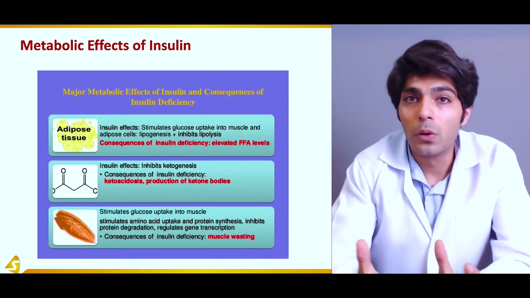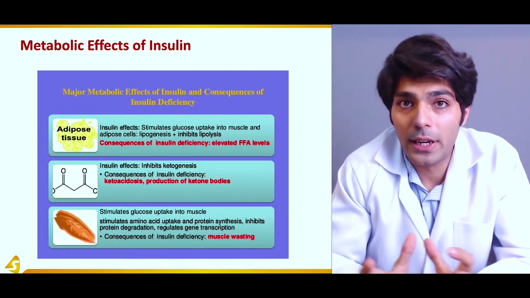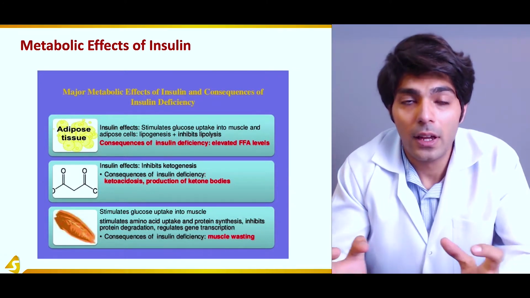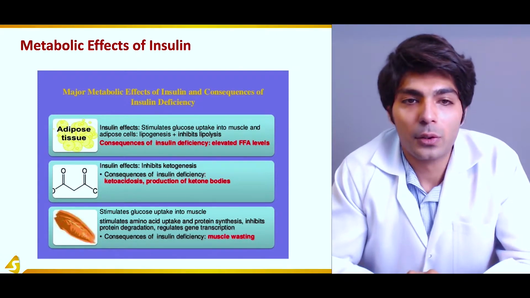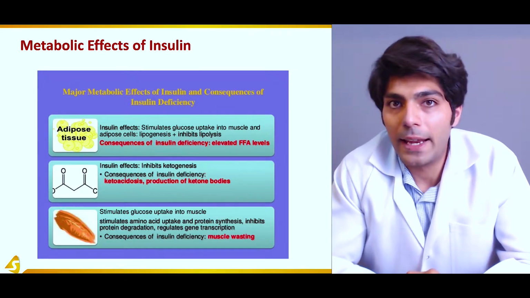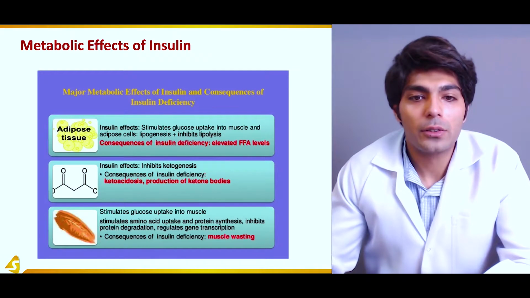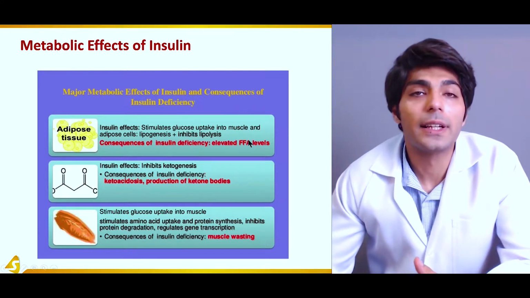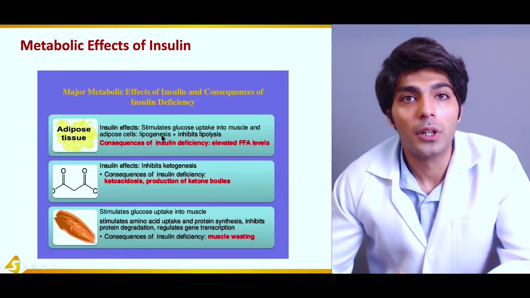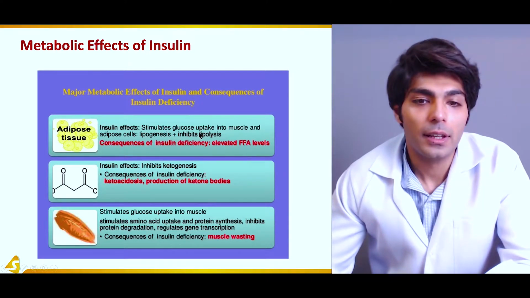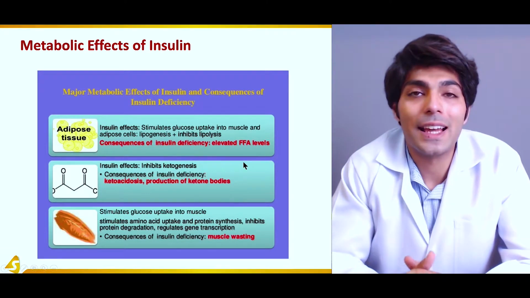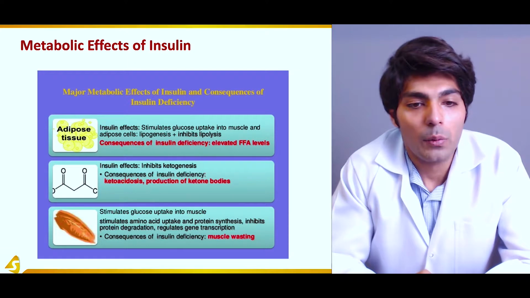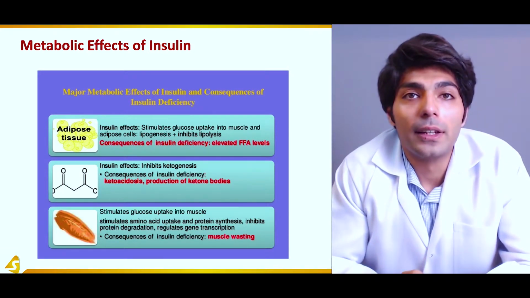Likewise, in adipose tissue, we know it inhibits the oxidation and inhibits the mobilization of fatty acids. It accommodates more and more of the fatty acids. So it has the effect of lipogenesis and inhibits lipolysis. Insulin stimulates the glucose uptake into the muscle and the adipose cells, has lipogenesis and inhibits lipolysis. The consequence of insulin deficiency on the adipose tissue is elevated FFA levels. With the insulin effects, they inhibit the ketogenesis.